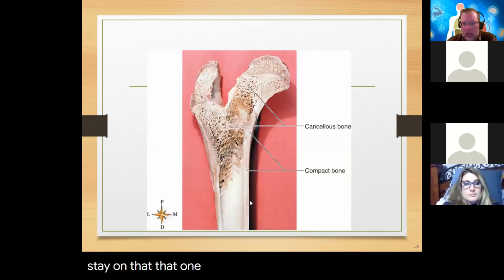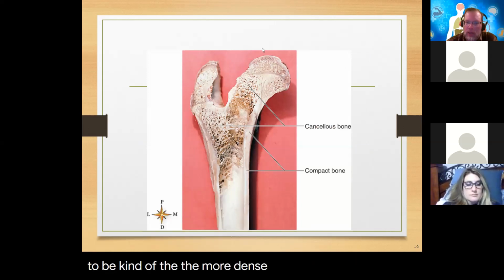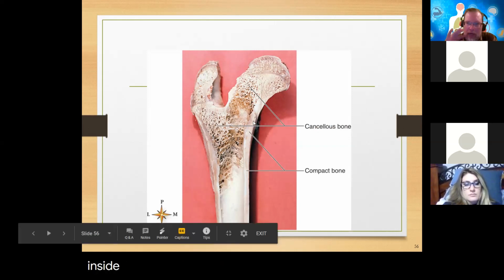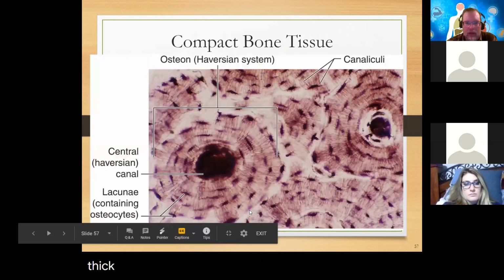So anyway, compact bone, that's going to be the more dense aspect of bone. And then cancellous, we could also call that spongy bone. Spongy bone is generally found at the ends of your long bones, as well as making up the bulk of the inside of the rest of your bones: your skull bones, your rib bones, your sternum, your hips. They're going to primarily be cancellous or spongy bone on the inside. Then all bones have a periosteum covering with a thick, compact layer underneath it.